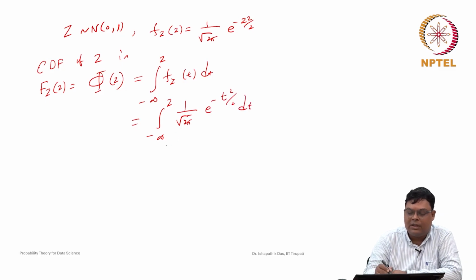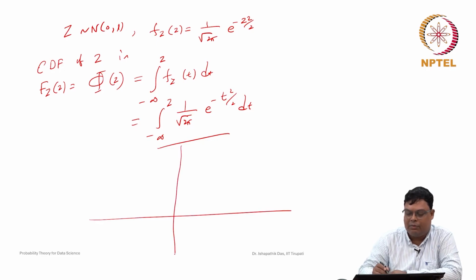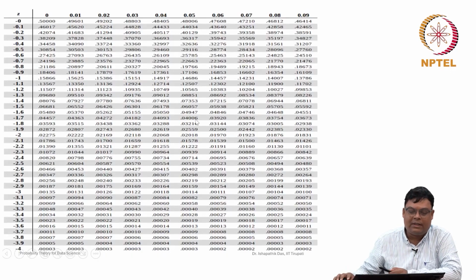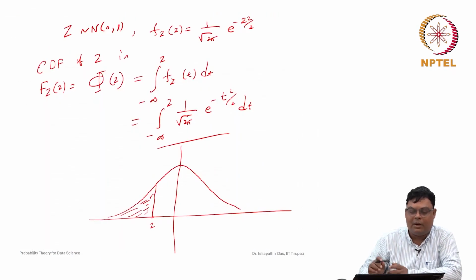So, this is again intractable. You have the density function like this, and for any z, suppose z is this value, you want to find the area under this curve. This area for z anywhere here cannot be found in closed form; you can find it numerically, which needs some computation. Now, if you use this table, then you can easily find this probability.